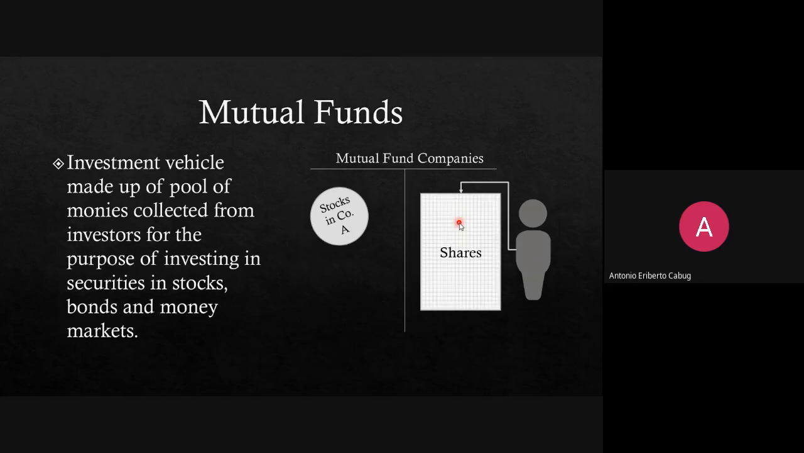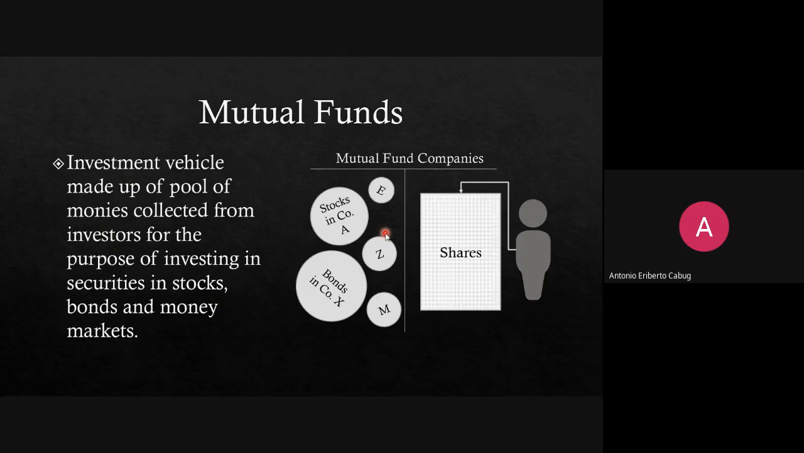The mutual fund company will therefore use the money collected from investors or savers to purchase different securities, like stocks in company A, bonds in company X, money markets of different companies, and so on and so forth. The money will be provided when savers and investors purchase shares of stock from the mutual fund company. That is what a mutual fund basically does.